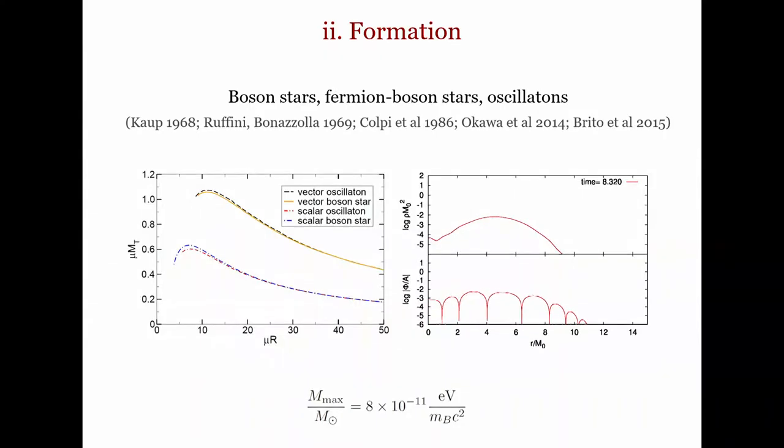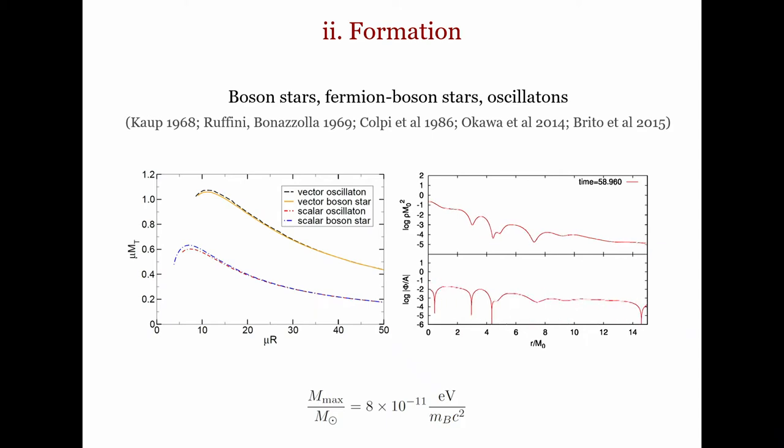sure, it's fine to build this diagram, but if I let the field go, is it going to form a star which lies here or here? Is it going to be very dilute or not? We don't know this, but we know the following. If I take two stars here, so I take one star with this radius and this mass, and I collide it with another star, these stars are going up the mass radius diagram. The mass is larger, so they are going this way.